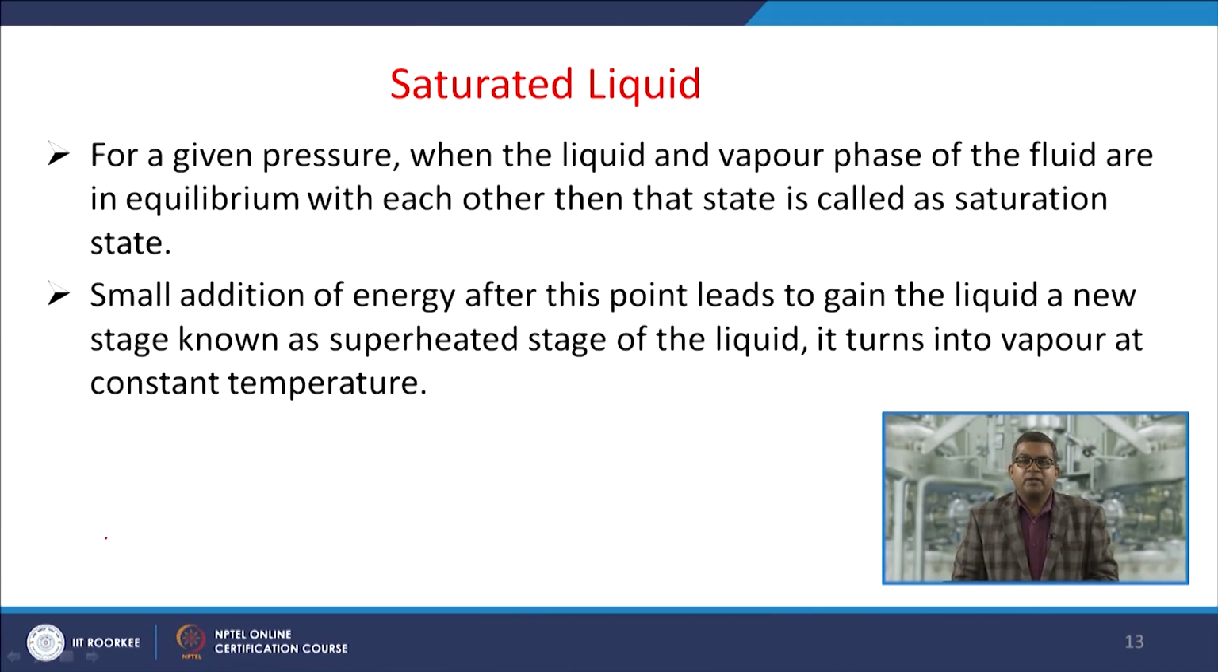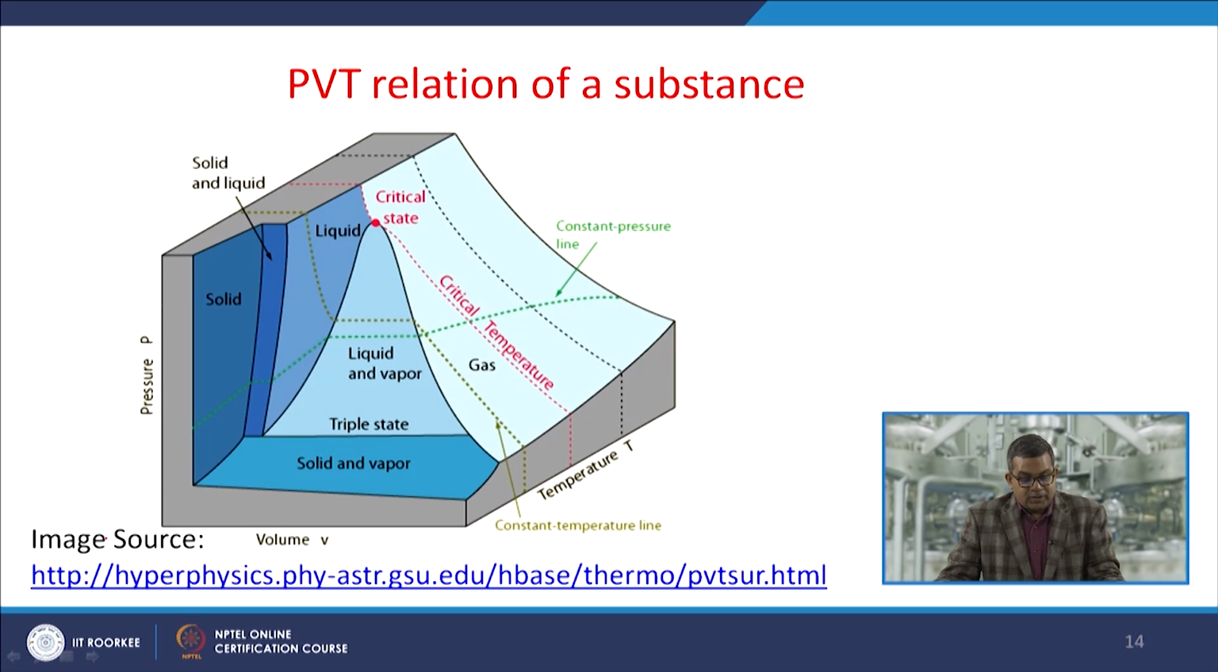Now, saturated liquid: for a given pressure, when the liquid and vapor phases of a fluid are in equilibrium with each other, that state is called the saturation state. And it is quite evident in the steam table that you may encounter this saturated liquid concept. Now, a small addition of energy after that point leads the liquid to gain a new stage known as the superheated stage, and it turns into vapor at constant temperature.